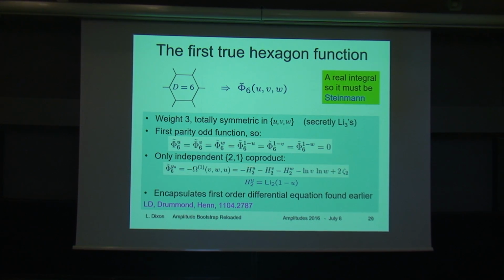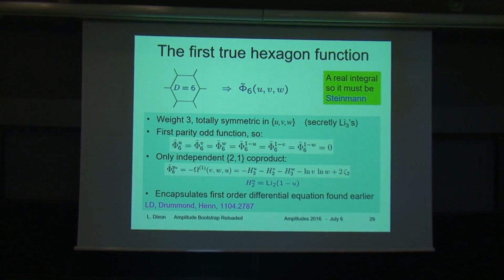The only independent 2, 1 coproduct is when we take the yu, and that gives a function that is actually known as omega 1, which is a d equals 4 integral with some chiral numerators, and it explicitly looks like this. This coproduct relation actually is another way of encoding a first-order differential equation that was found a while ago for this integral. It's just a repackaging of it. So there are many more hexagon functions.